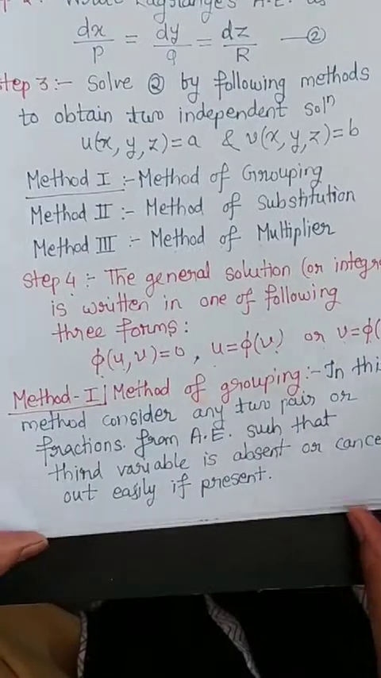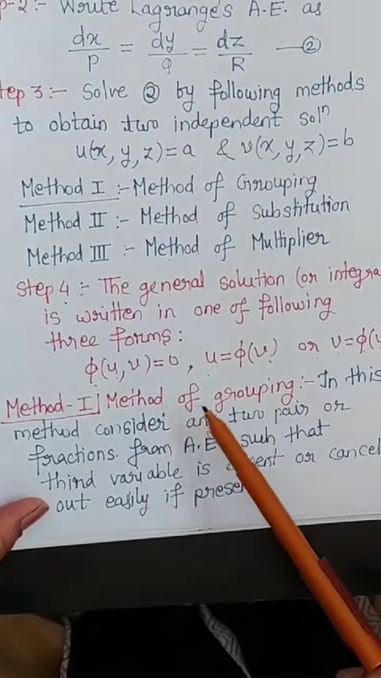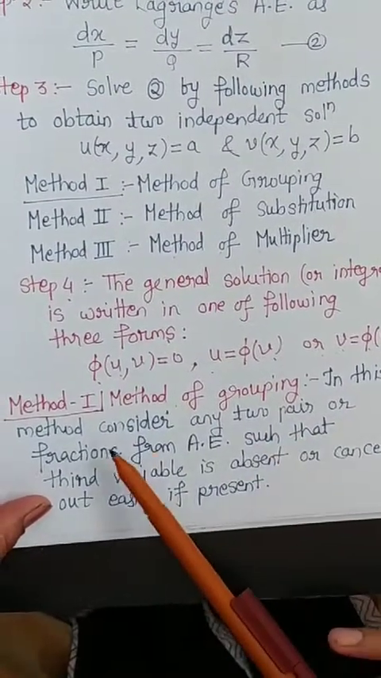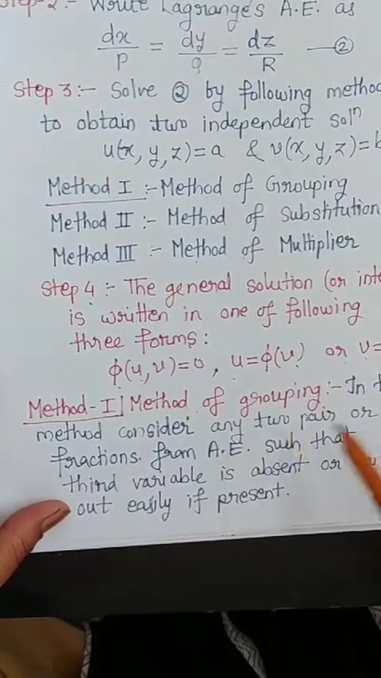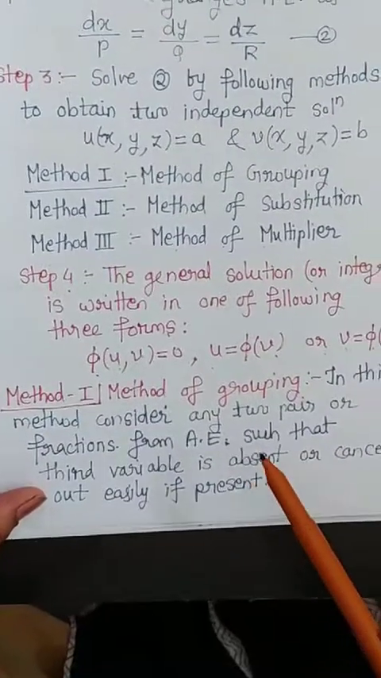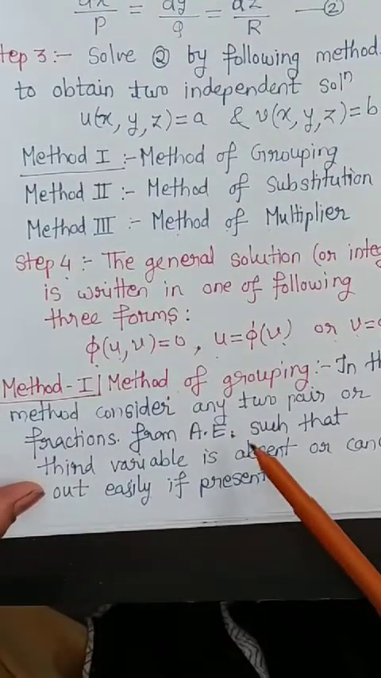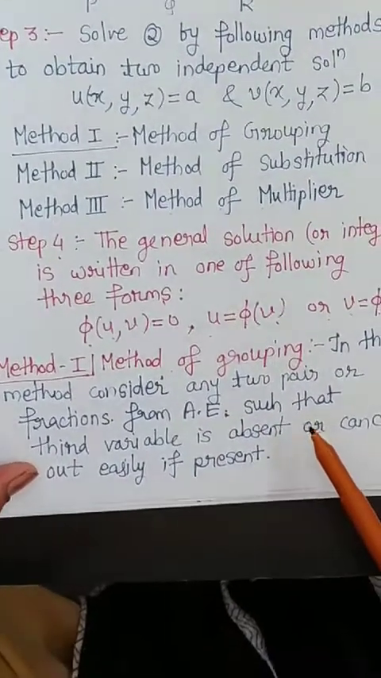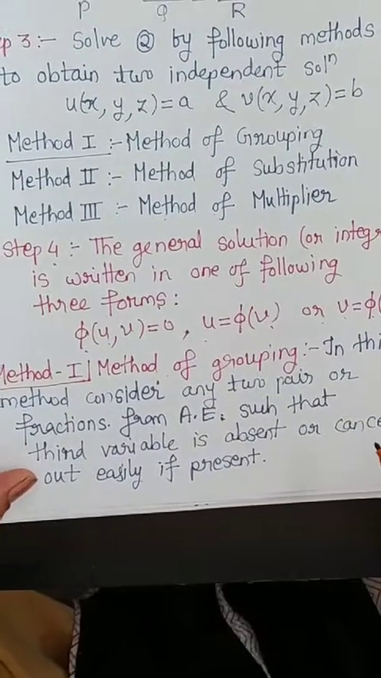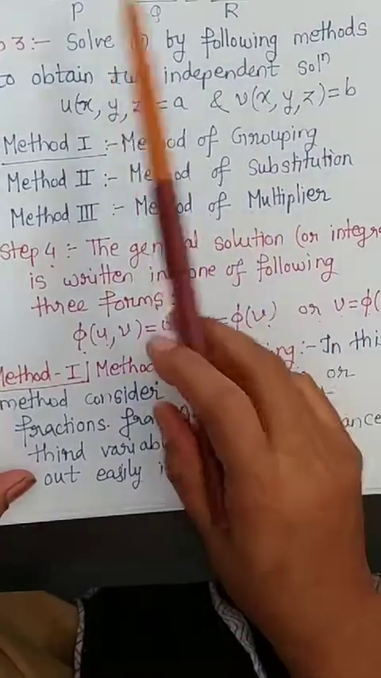Okay, now let us see what the first method is. The first method is called the method of grouping, right? So what we have to do in this method is group any two pairs or fractions from the auxiliary equation. The question is how to pair up these two fractions. While pairing, you will have to observe that the third variable is absent, or if it is present, it must be cancelled out easily. Now see here what I am having.